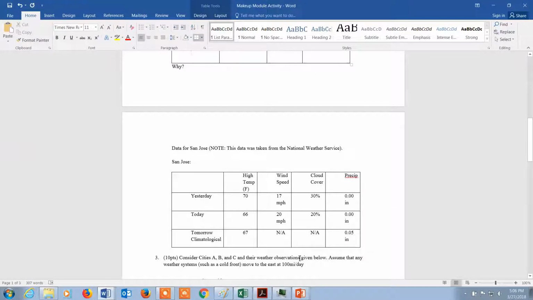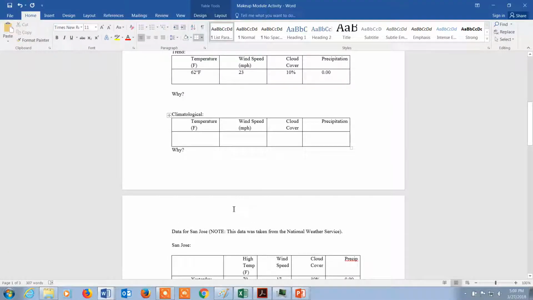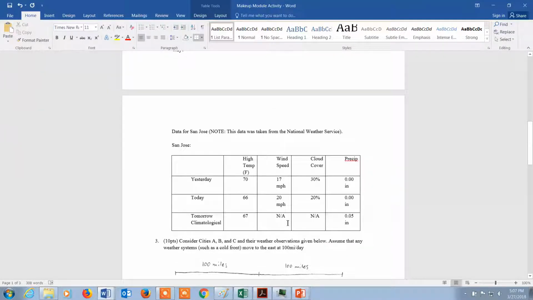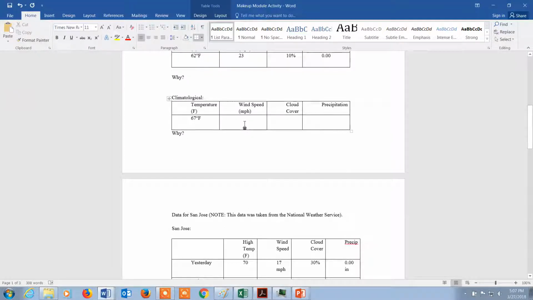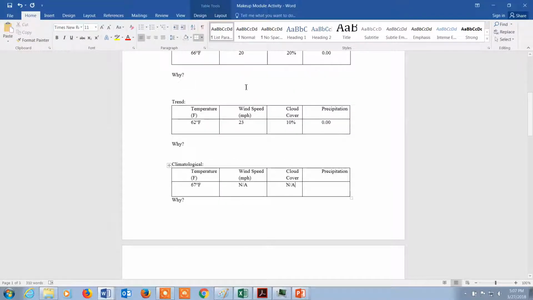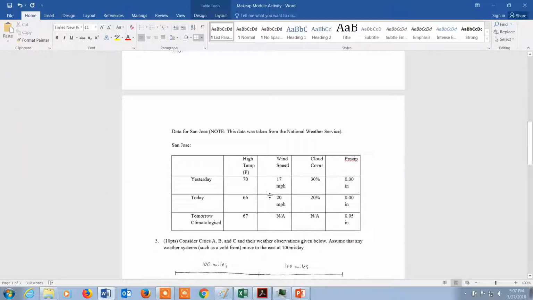So if it was predicting a high of 67, or if the average high is 67, then using a climatological forecast, you would say, okay, so if the normal is 67, that's going to be our forecast. Since we have no wind speed and no cloud cover data, we can't forecast those. Unfortunately, those wouldn't work. We'd probably want to rely on other methods to forecast those. But for here, you don't need to worry about them.